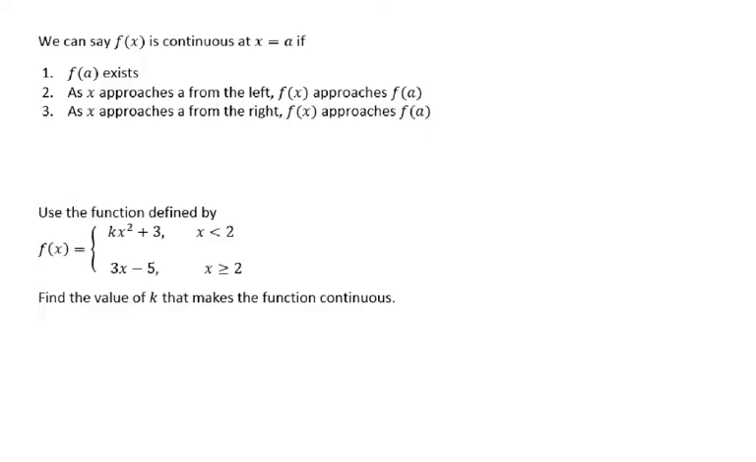We can determine if a function is continuous at a certain point if it meets these three criteria. So first, the function at that specific point, let's say our point here is a, must exist. Second, as x is approaching that a value from the left, our function must be approaching that same f of a value. And same goes for the right. As x is approaching a from the right, our function must also approach f of a.